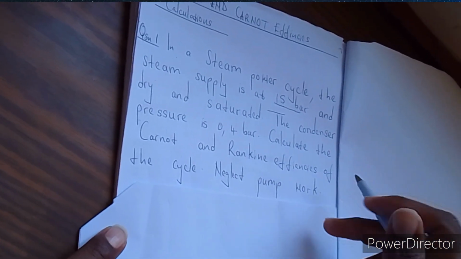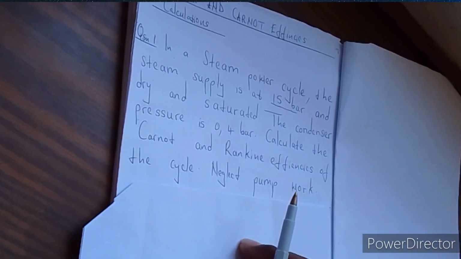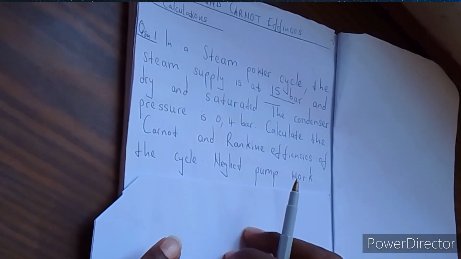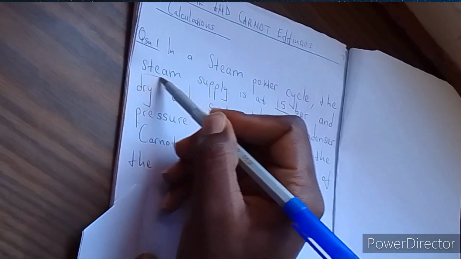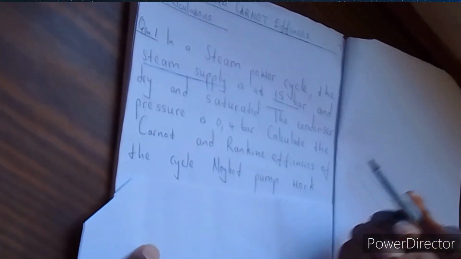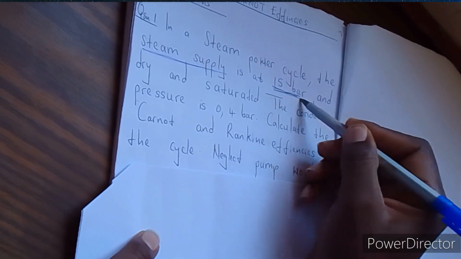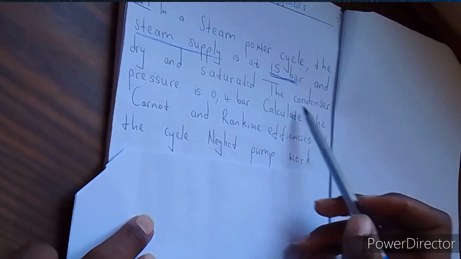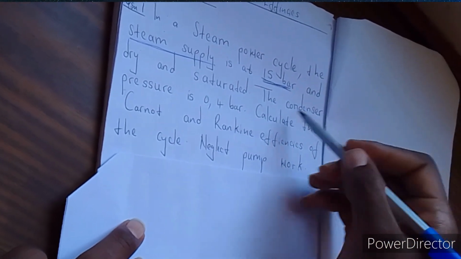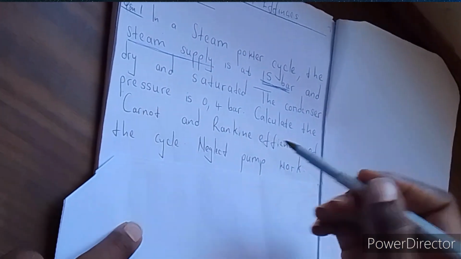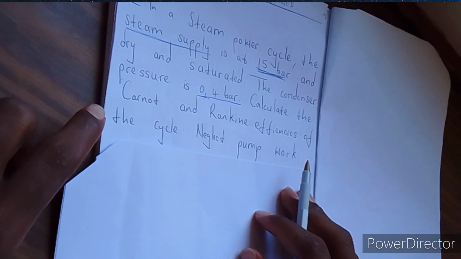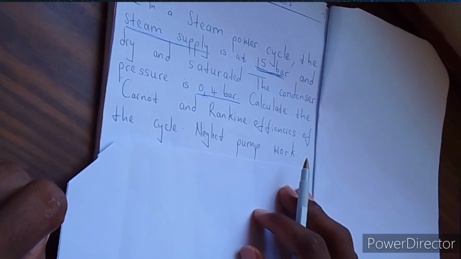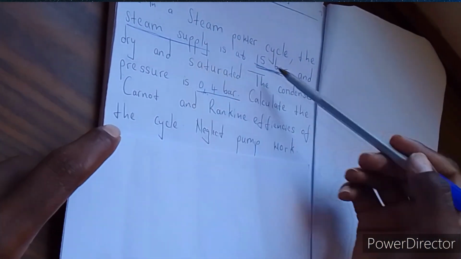Neglect pump work. So here you have to first mark the keywords. The keywords we are having here are the steam supply at a pressure of 15, and here we are having also the condenser pressure, which is 0.4. So you have to calculate the Carnot and the Rankine efficiency using the information we are given here.